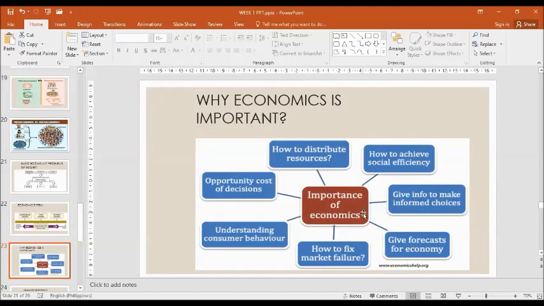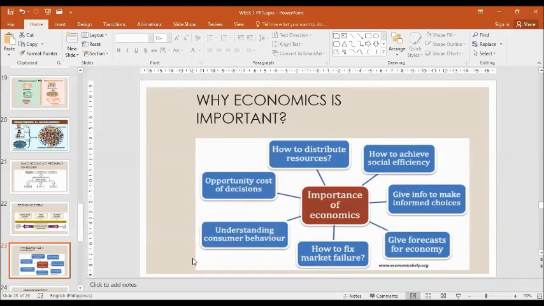And also, economics is important because it gives information in making choices. Also, economics gives forecasts for the economy. Forecasts are projections based on the performance of a country, and how to fix market failure in case there are problems that will arise.